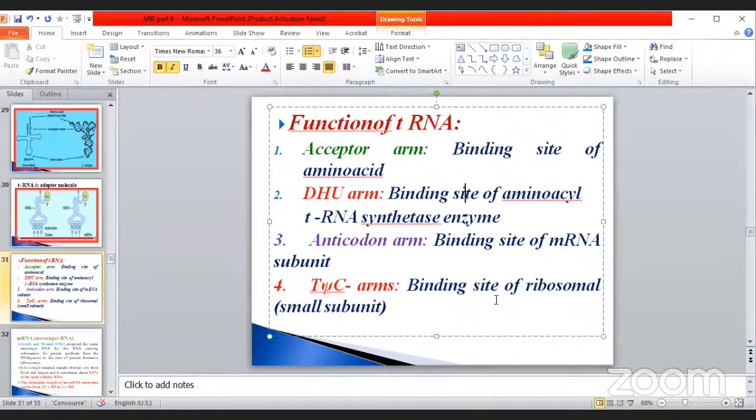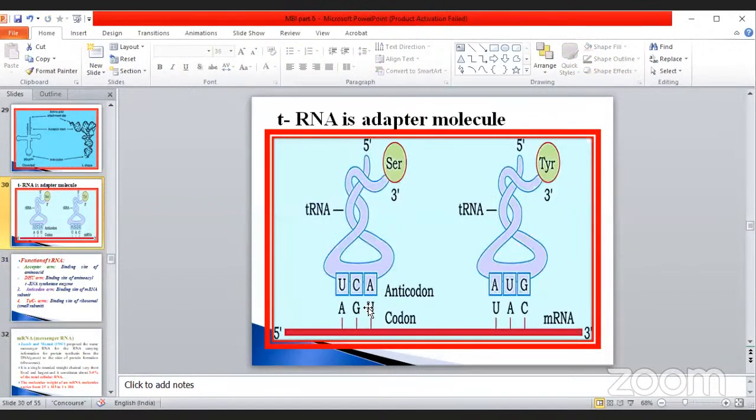These are the binding site of the ribosomal small subunit. So what are all these called? tRNA functions. So this aminoacyl tRNA synthetase enzyme, what is it used for? It is used for the binding site, meaning the amino acids want to bind there. What is this one? AGU. What does that mean? Codon. It indicates some amino acid.